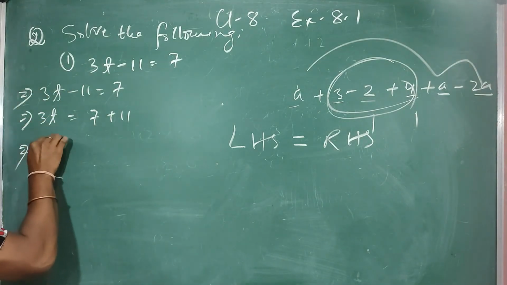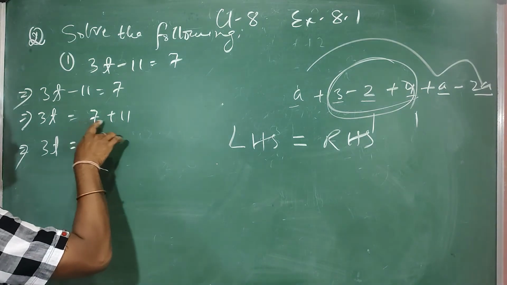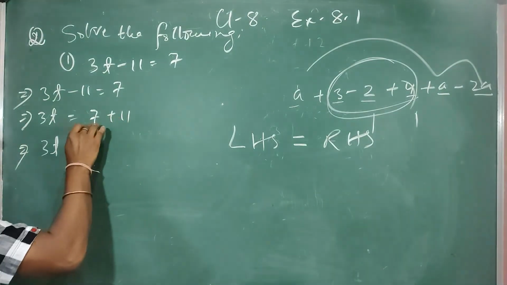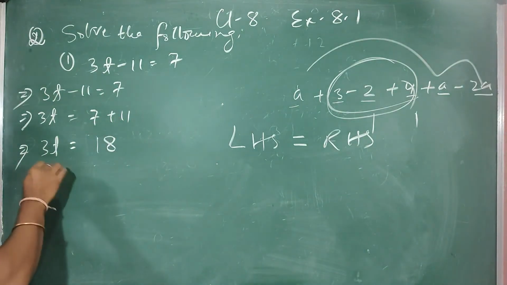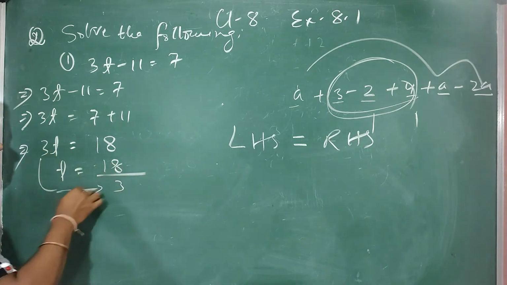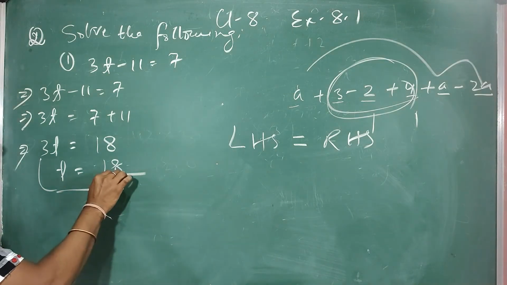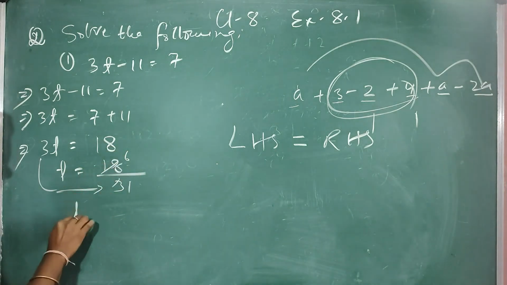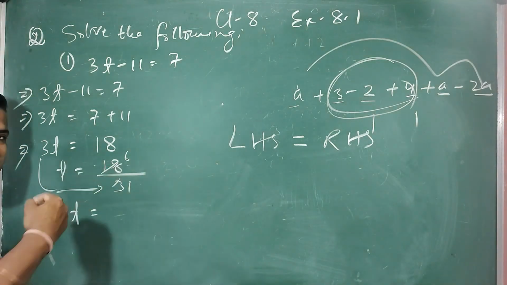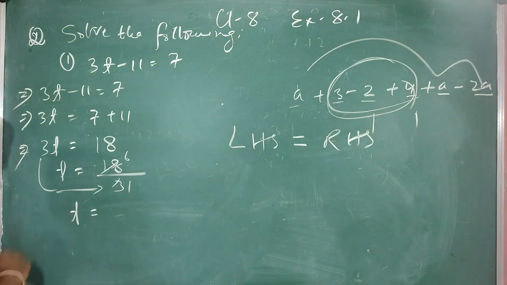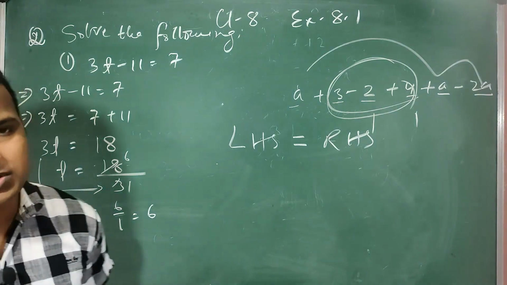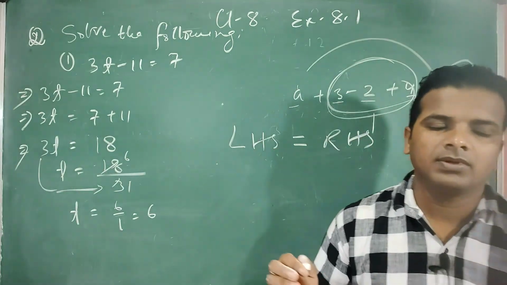So here 3t, and on the right 7 is plus and 11 is also plus. When we add, 7 plus 11 is 18. So 3t is equal to 18. This 3 will come to the bottom as a base. 3 ones are 3 and 3 sixes are 18. So we are getting t is equal to how much? 6 by 1. 6 by 1 means only 6. If it were 1 by 6, you would need to write 1 by 6.